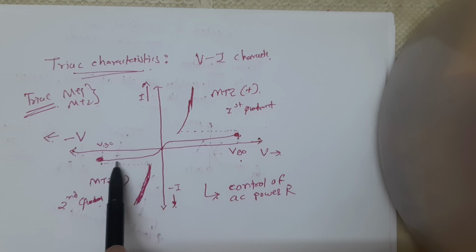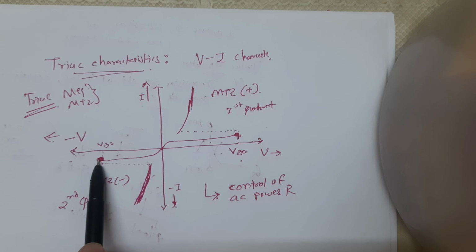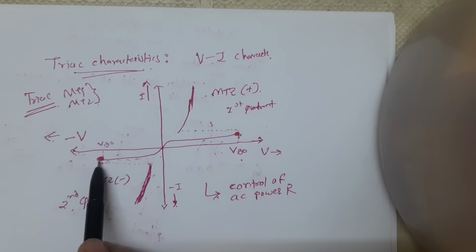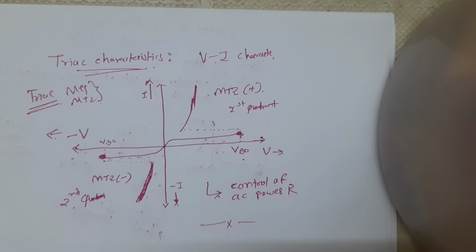In the same way here also we have the initial condition. When it reaches the VBO, the value of current is very small, but when it reaches the VBO voltage, then the triac is fired, switched on, and we get the maximum current very fast. That's all. This completes your third lecture. Thank you.